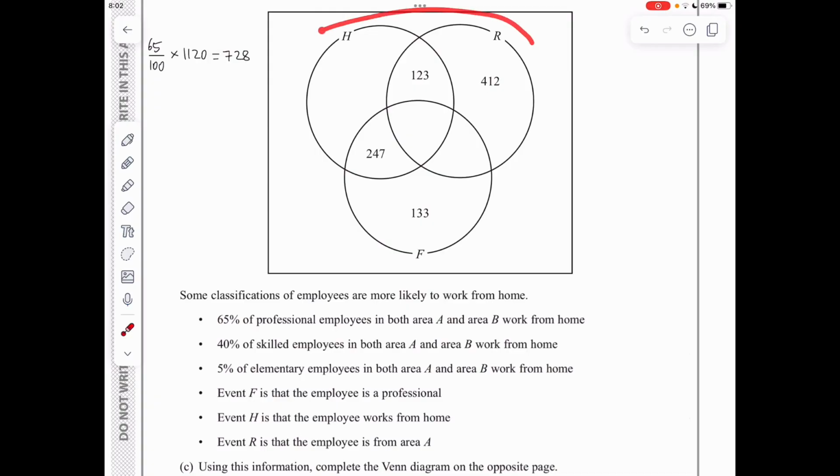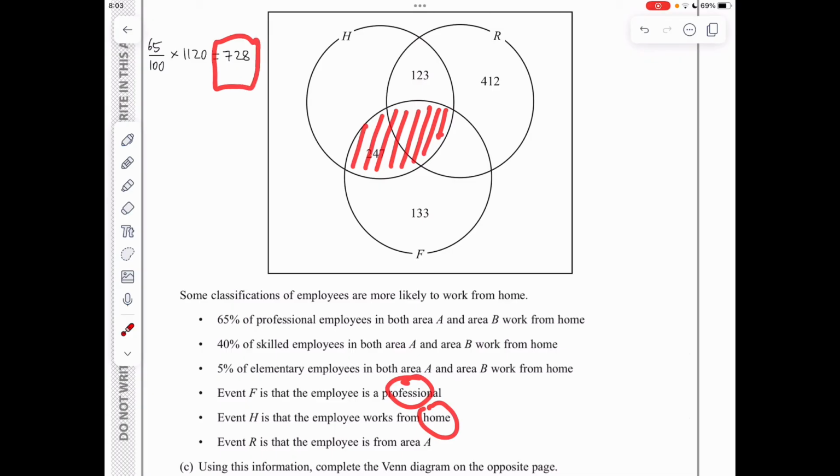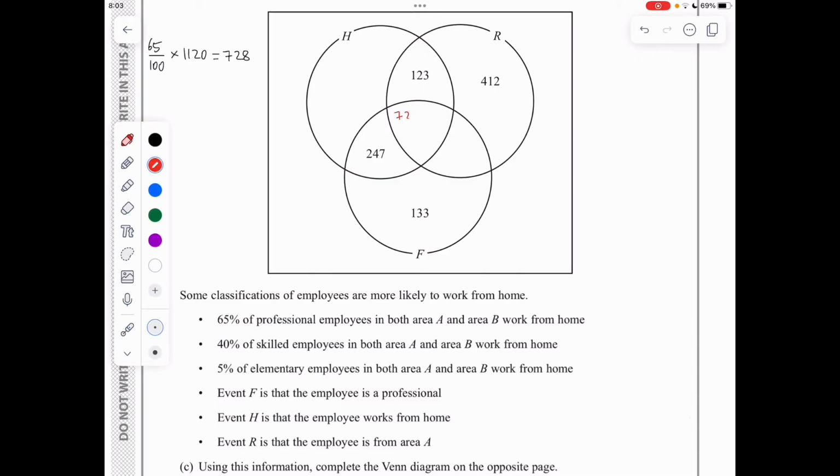Now, looking at the Venn diagram here, the event F is that the employee is professional, the event H is that they work from home, the event R is that they are from area A. So this region here is corresponding to those employees that work from home and are professionals. So we know that a total of 728 employees are professional and work from home. So the number here should simply be 728 minus 247, and this works out to be 481.